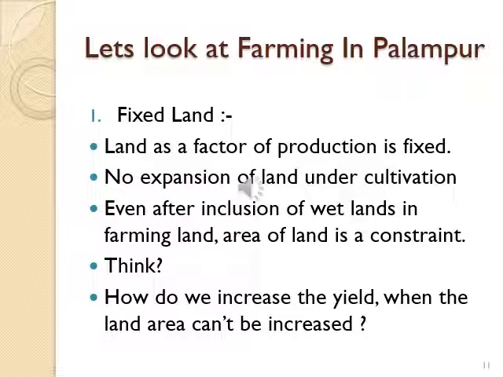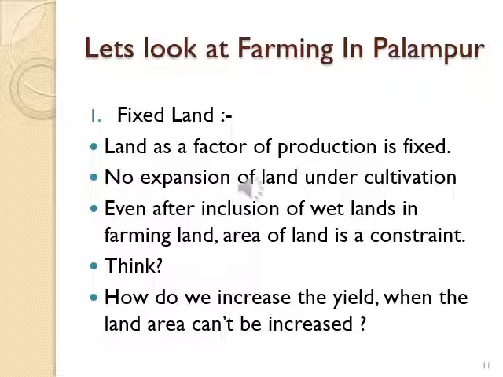But see, the population slowly and gradually grows, like everywhere it will grow in Palampur also. But the constraint here is land. Even when the population increases, the land under cultivation is fixed. You cannot increase the land. The land will remain the same. If there's one person living in the village, we have the same amount of land. If there are 10 people living in the village, there's the same amount of land. So land is fixed. Okay, the first factor, land, is fixed.